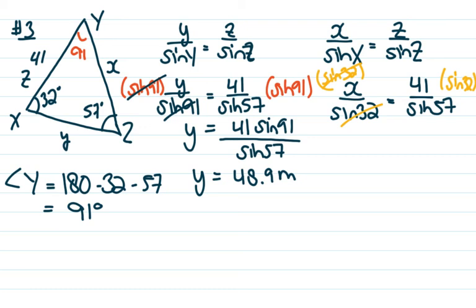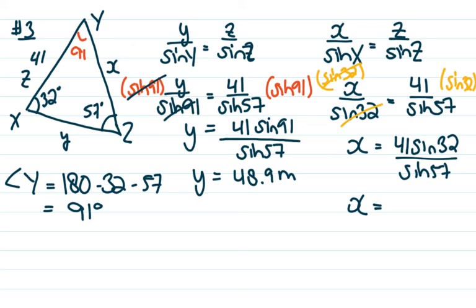This will cancel out on the left side. So X equals 41 sine 32 over sine 57. Type that all into your calculator, and X equals 25.9 meters.